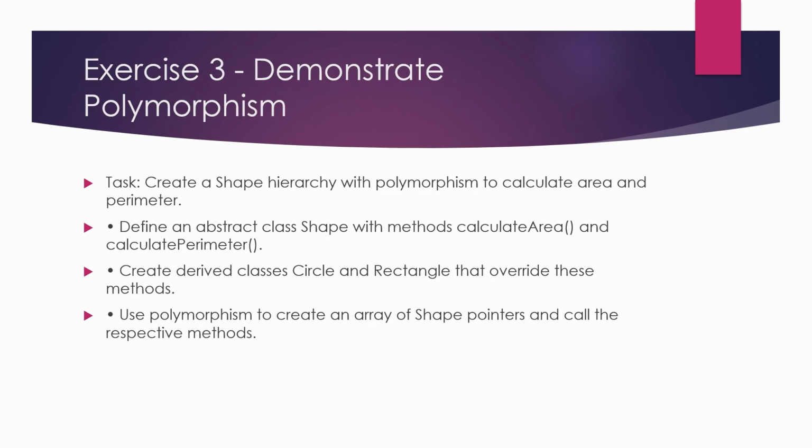In exercise 3, we will demonstrate polymorphism. We will create a shape hierarchy where different types of shapes such as Circle and Rectangle can calculate their area and perimeter. Polymorphism allows us to call these methods dynamically based on the actual object.